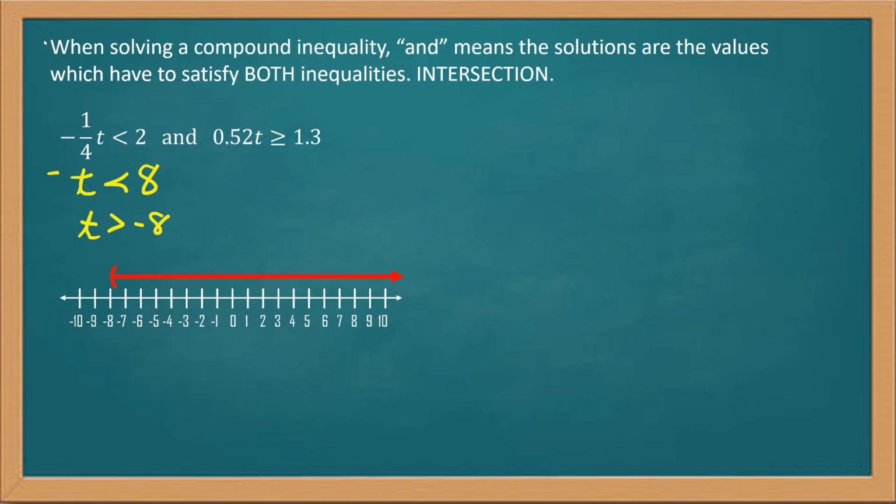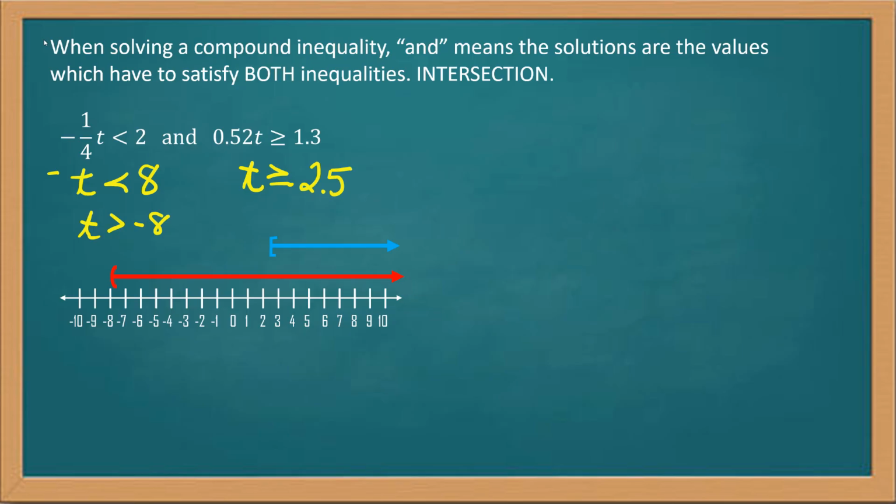The other inequality, 0.52t is greater than or equal to 1.3. If you divide by 0.52, you're going to get that t is greater than or equal to 2.5. And that is going to look like this. It's going to be 2.5 and everything above. So you're using the bracket now to say you're including 2.5. So this time we don't want both arrows. We just want to pick the one that has values that would work in both equations at the same time.